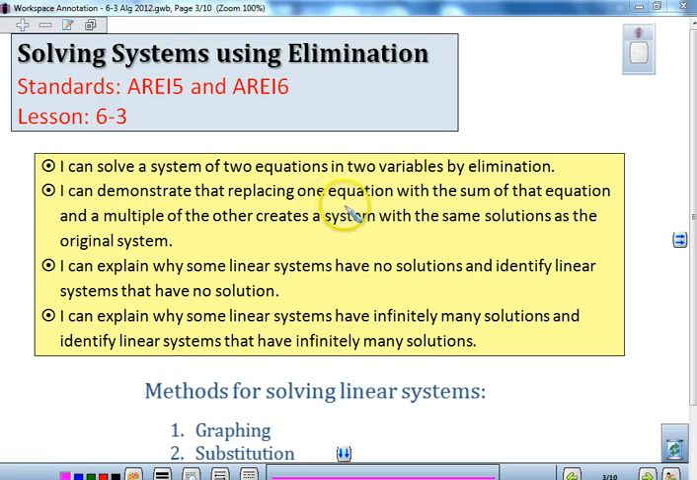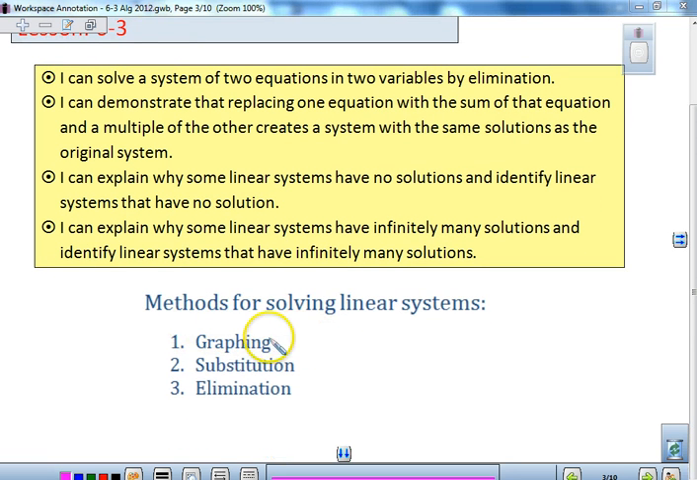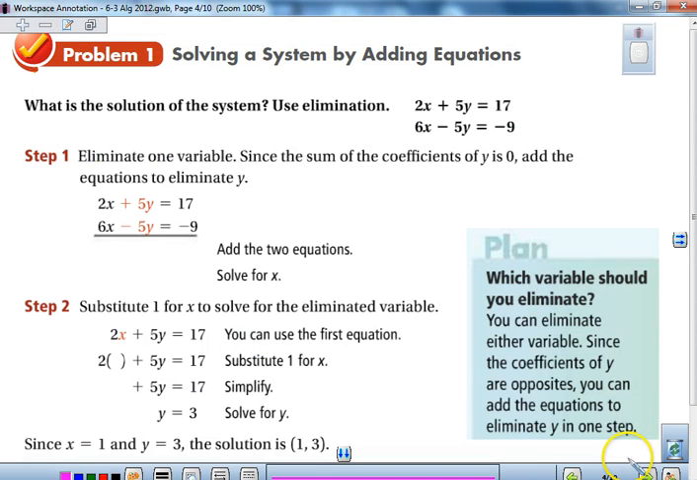I can demonstrate replacing one equation with the sum of another multiple that creates a system of equations from the original. I can explain why some linear systems have no solution and ones that have infinitely many solutions. So up to this point, we now know we have three methods for solving linear systems. We have graphing, substitution, and elimination. Today we're going to explore elimination.